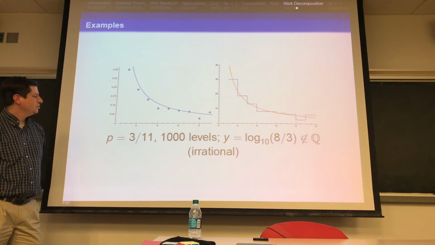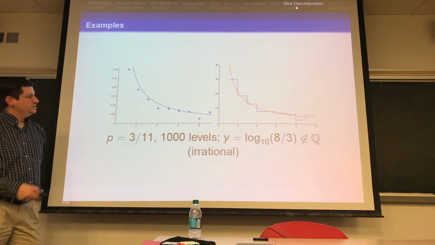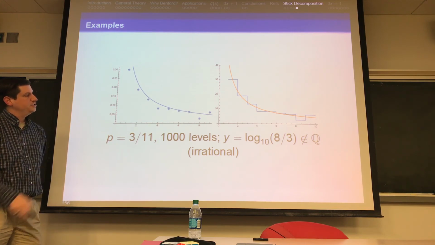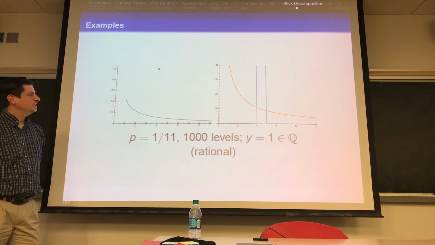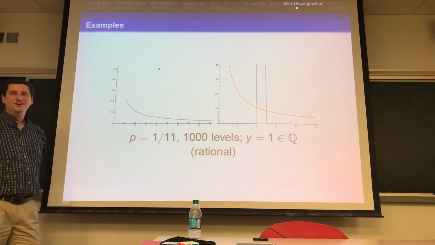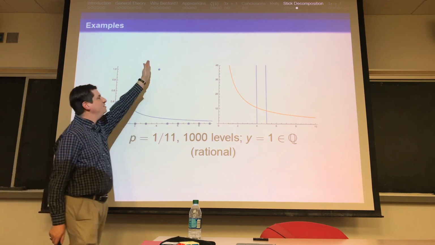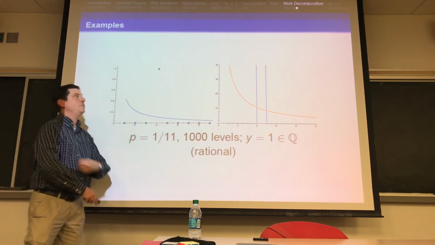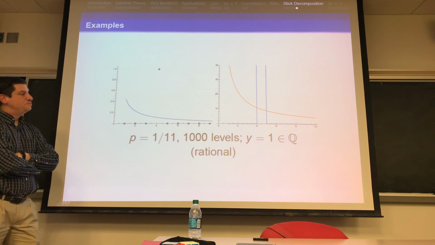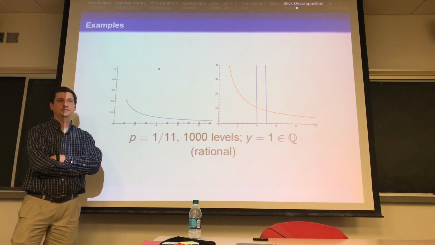And so here's what's going on with p equals 3/11ths. You can see the log base 10 of 8/3 is irrational. It's not a bad fit to Benford. If I take 1/11th, this should look very non-Benford, where basically everything has that one common value. The proof of this is actually not that bad.